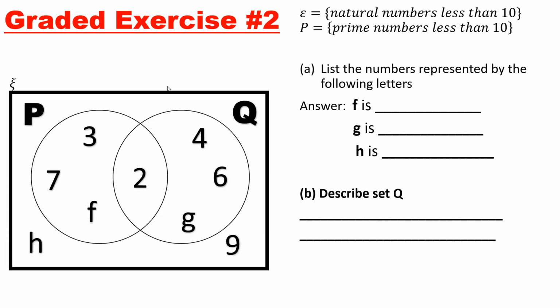And then from that, they want you to describe set Q. How would you describe set Q? We already know how to describe set P. Set P is prime numbers less than 10. We already know how to describe the universal set. The universal set is natural numbers less than 10. But how do we describe set Q? So answer that for me, please. Once you finish, take a picture of it and send it to me via WhatsApp.